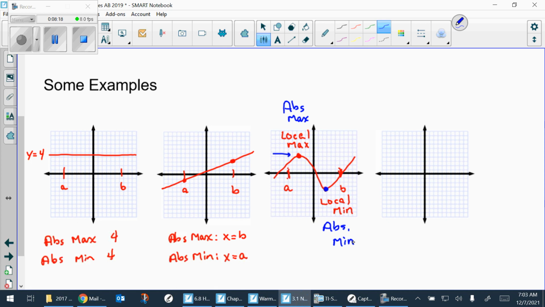So locals are the top or bottom of a hill. As I look at this example, there was no top or bottom of a hill. There is no local or relative max nor min. Here, no local or relative max nor min. But in this third example here, yeah, we see tops and bottoms of hills. Those are inside the interval, and that would be a local max, local min.